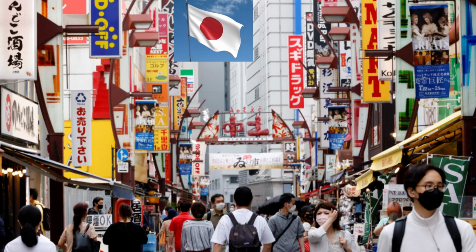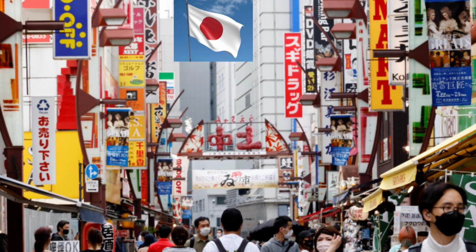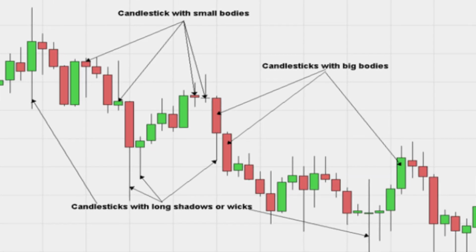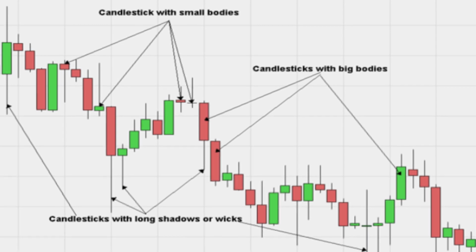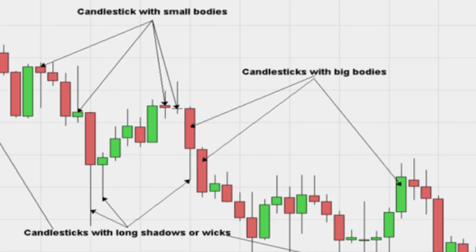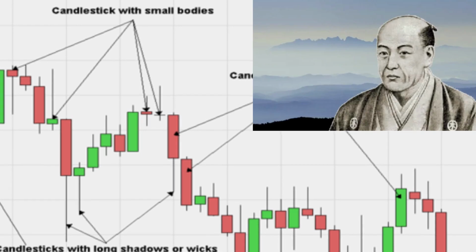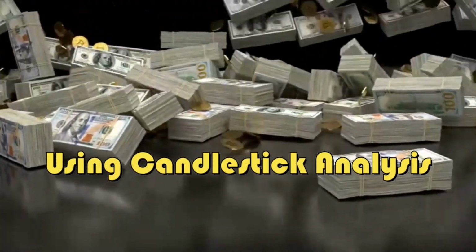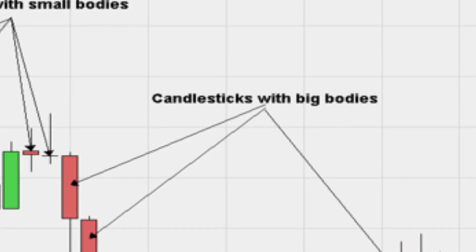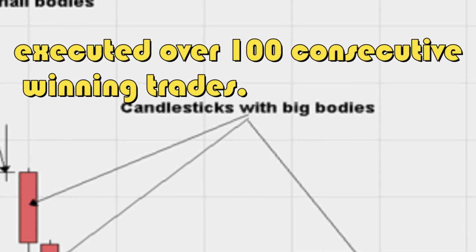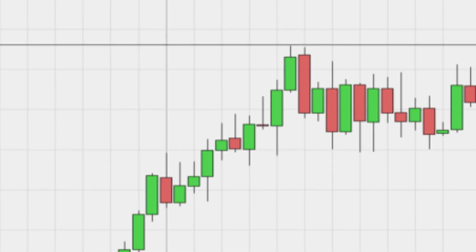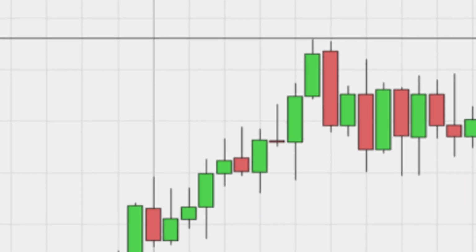Candlesticks originated from Japan and are on record as being the oldest type of charts used for price prediction. They date back to the 1700s when they were used for predicting rice prices. During this era in Japan, a man called Munehisa Hama became a legendary rice trader and gained a huge fortune from using candlestick analysis. He is said to have executed over 100 consecutive winning trades. Now that's phenomenal, and that tells me something straight away about candlesticks.